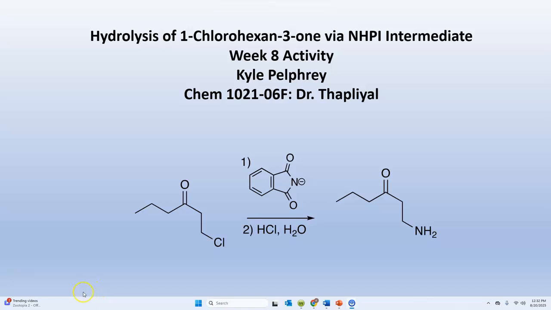I'll walk you through the curved arrow mechanism for the hydrolysis of 1-chlorohexane 3,1 using N-hydroxyphthalimide, or NHPI, as a nucleophile. We'll take a look at the electrophile and nucleophile involved, track the flow of electrons through each step, and identify any regiochemical or stereochemical considerations.